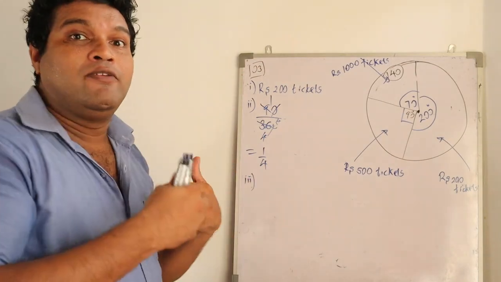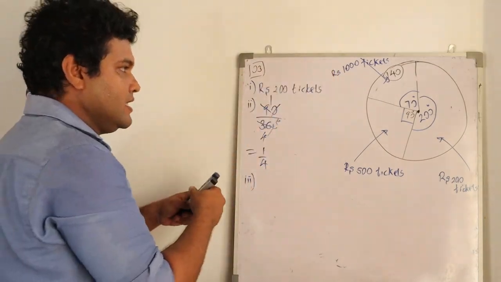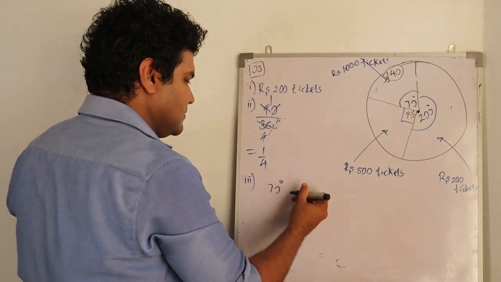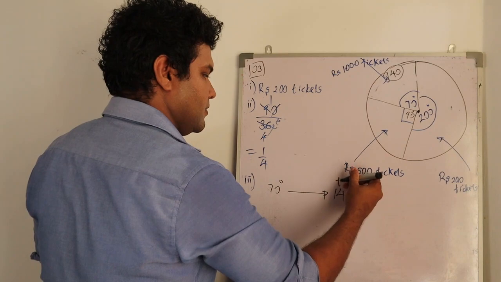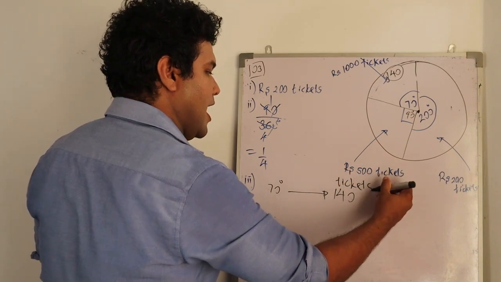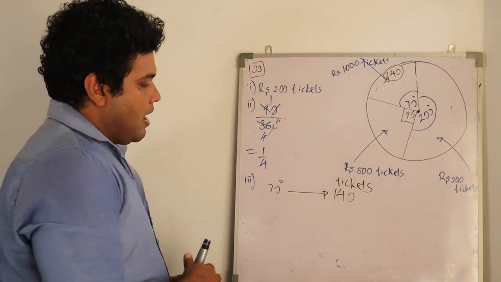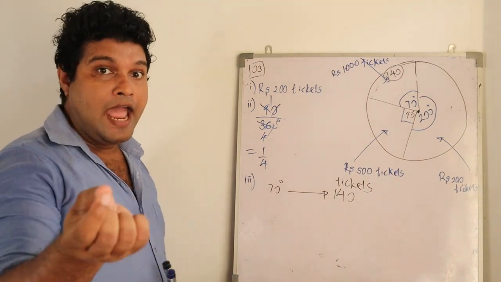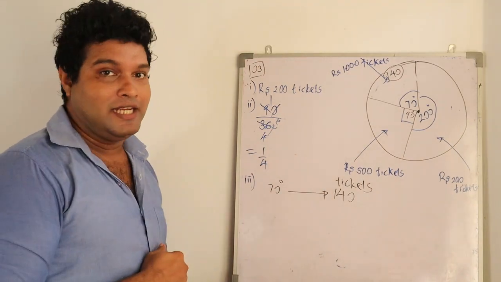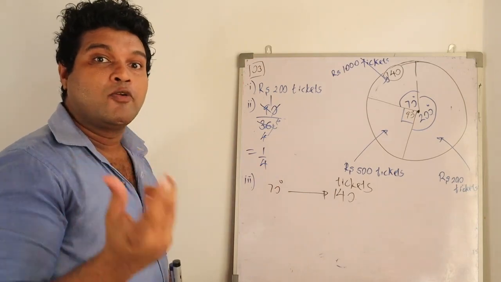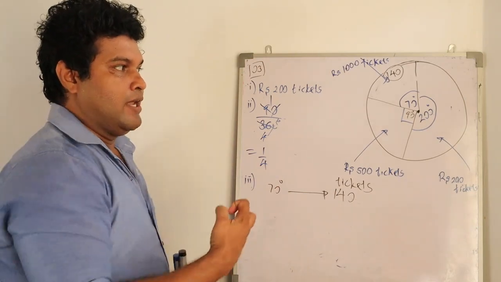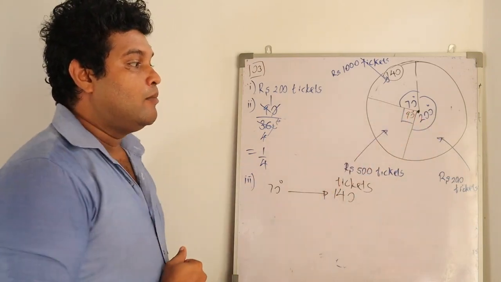Then we have to fight with the links. The link given is the 70 degrees belong to 140 tickets. This is the number of tickets. Right hand side I have written the number of tickets. Left hand side I have written the angle relevant to that 140 tickets. The question asks the number of 200 rupees tickets. I must find the angle relevant to the number of 200 tickets.